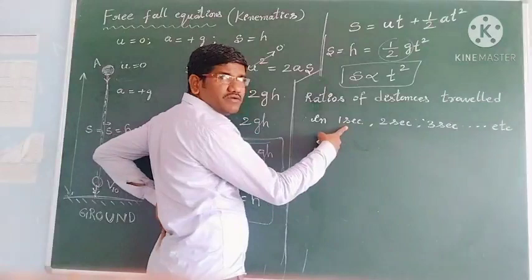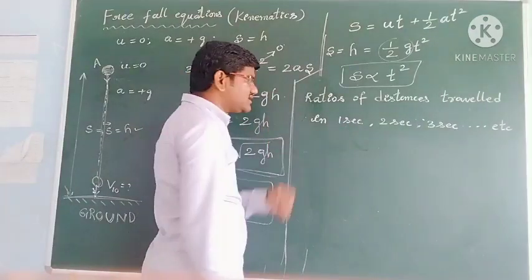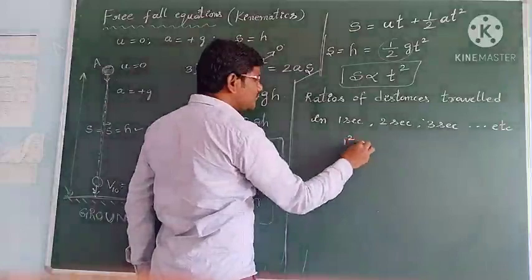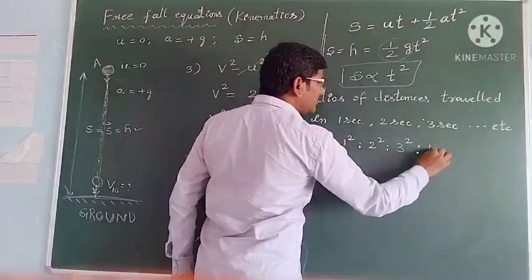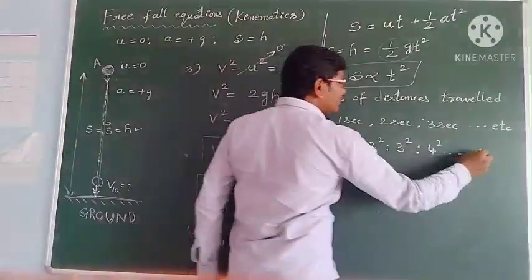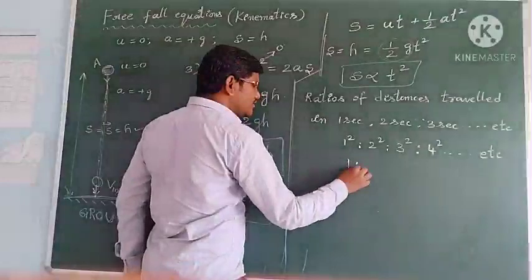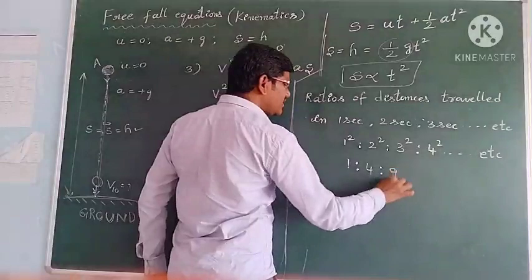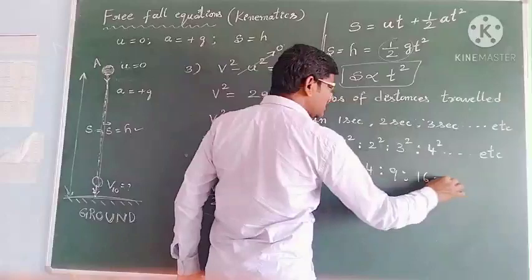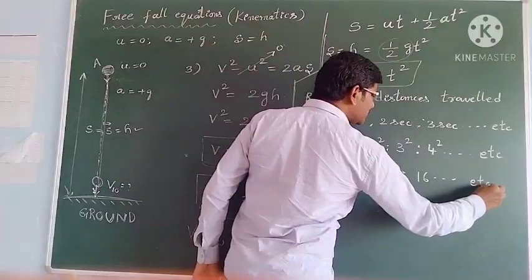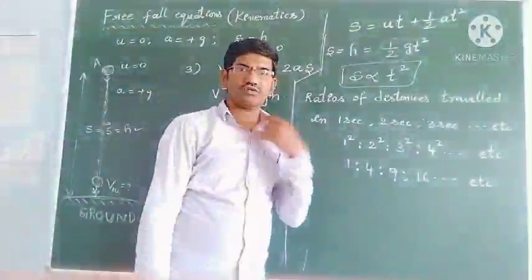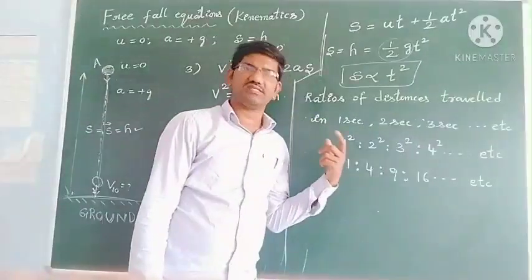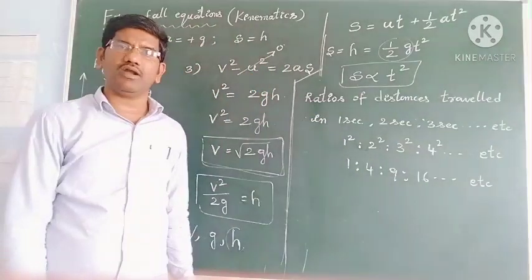The ratios of distance travelled for the first 1 second, 2 seconds, 3 seconds mean 1 square, 2 square, 3 square and 4 square, etc. So 1 square means 1, 2 square means 4, 3 square means 9, 4 square means 16. These are the distance ratios, that is 1:4:9. So these are the ratios of distances travelled for a freely falling body.